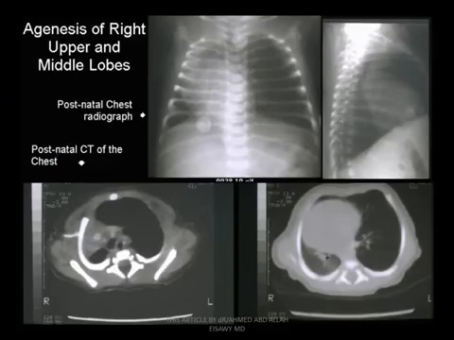Agenesis of the right upper and middle lobes. Postnatal chest radiograph shows agenesis of the right upper and middle lobes. Postnatal CT of the chest, agenesis of the right upper lobe.